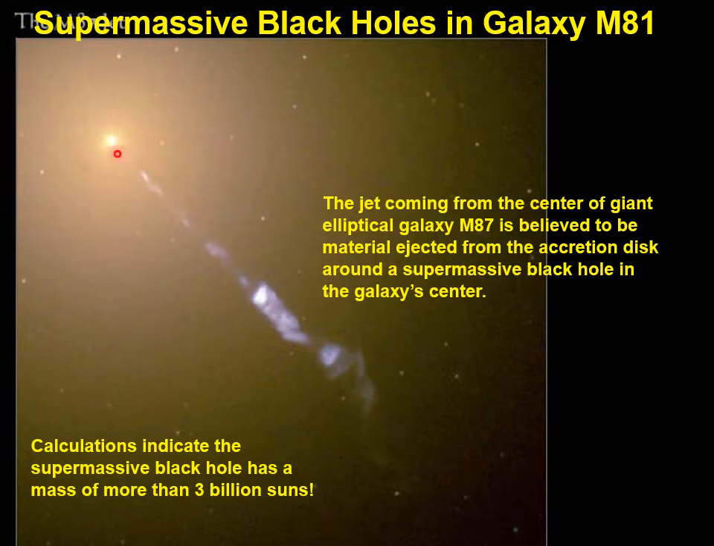So by basically looking at the orbit of stars around this black hole, we can indirectly measure the mass of the black hole, and it was found to be more than 3 billion suns. So again, this is just an astounding and almost mind-boggling concept to think of how you could have 3 billion of our suns crammed into a space tinier than an atom.